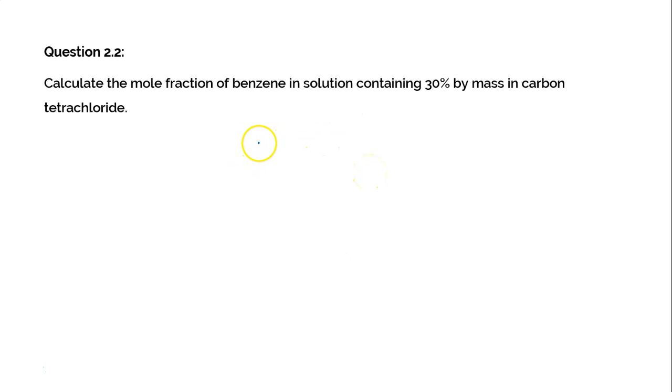Question number 2.2. Calculate the mole fraction of benzene in solution containing 30% by mass in carbon tetrachloride. You have to calculate mole fraction of benzene in a binary solution. In a solution that contains two components, mole fraction of one component can be calculated like this. Say for example, you're talking about mole fraction of benzene. Mole fraction of benzene is equal to the number of moles of benzene divided by the total number of moles of all the components present in the solution.